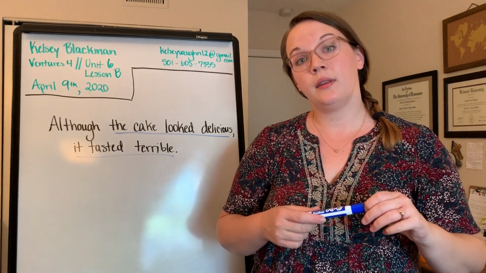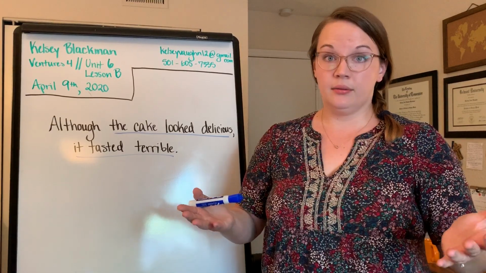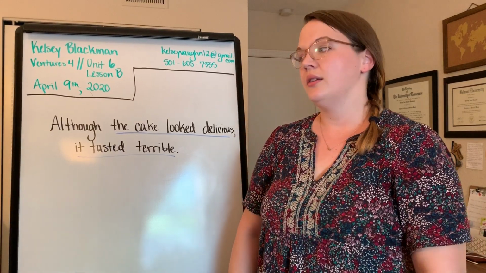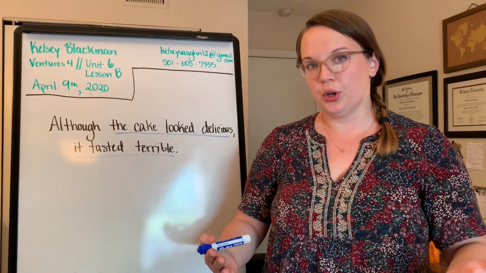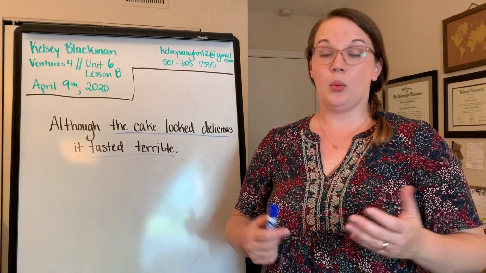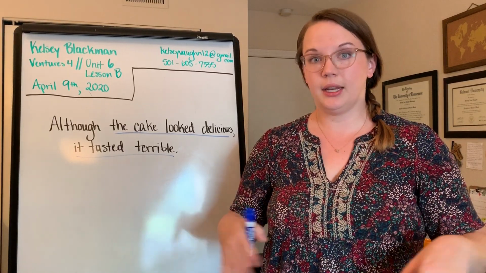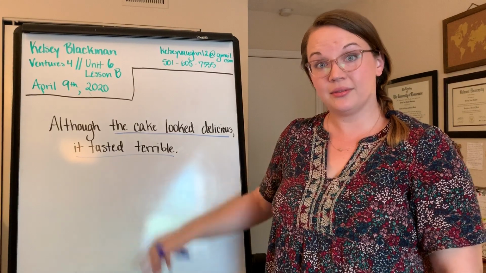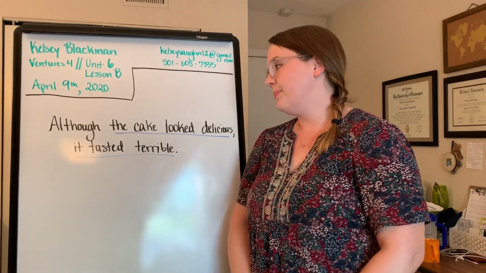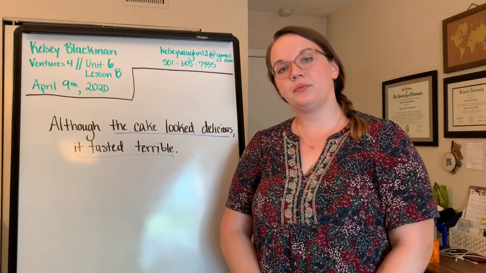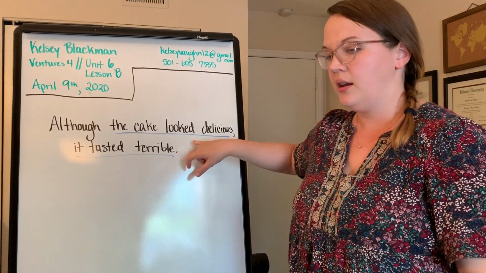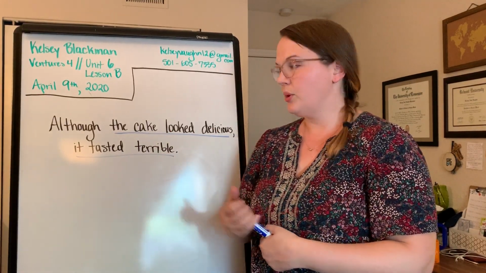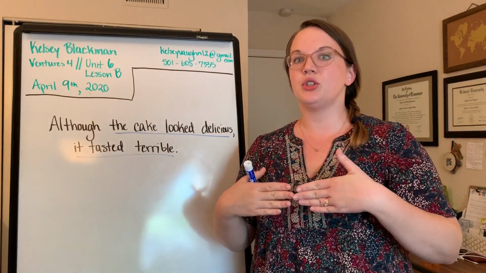Think about it. Well, anyone can look at the cake and see that it looks delicious, right? So that piece of information is known or expected. But what you don't know, what most people cannot just know, you don't know that it tastes terrible, right? That's a surprise. So we have two pieces of contrasting information, and we use although to connect them into one sentence.